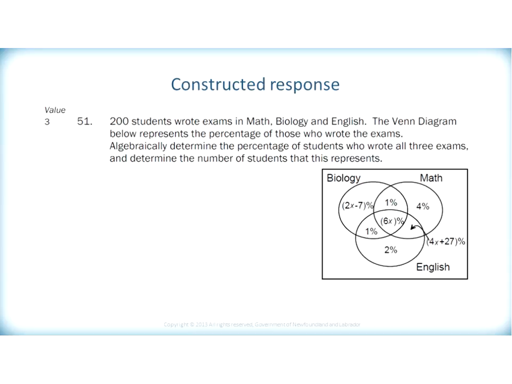Now we're looking at a constructed response item. It says 200 students wrote exams in math, biology, and English. The Venn diagram below represents the percentage of students who wrote these exams. Algebraically, determine the percentage of those students who wrote all 3 exams. So that's the intersect of all 3. And determine the number of students that this represents.